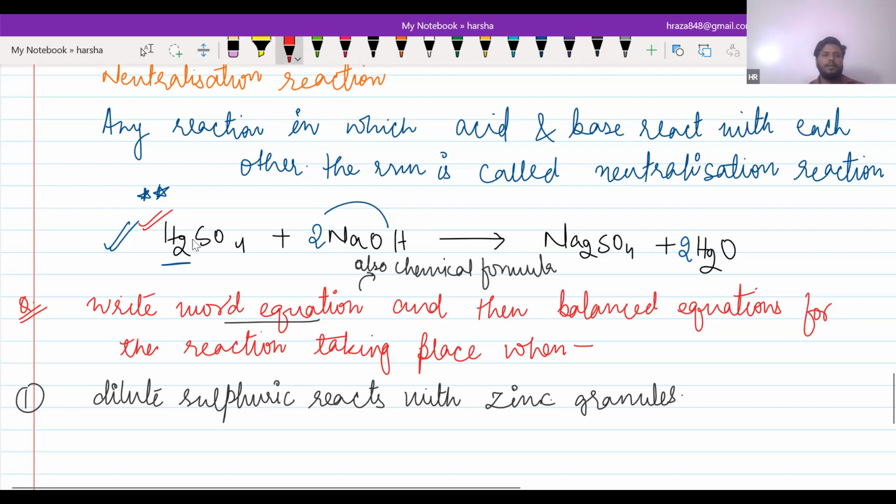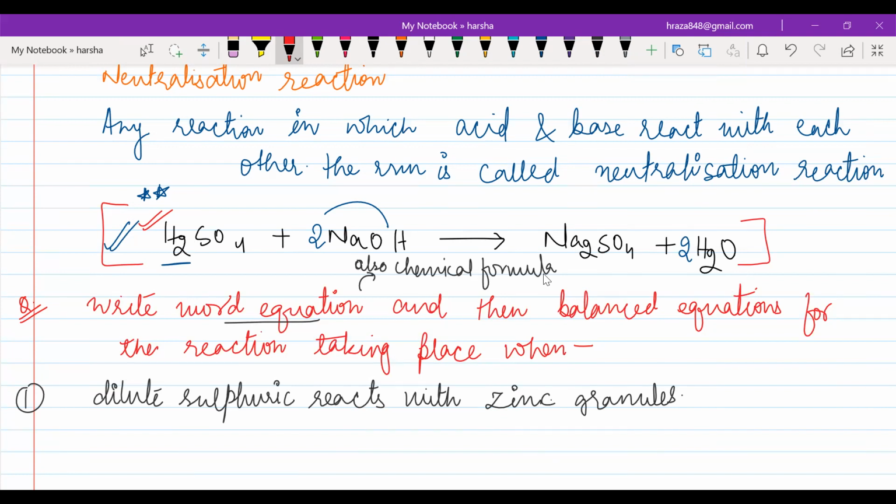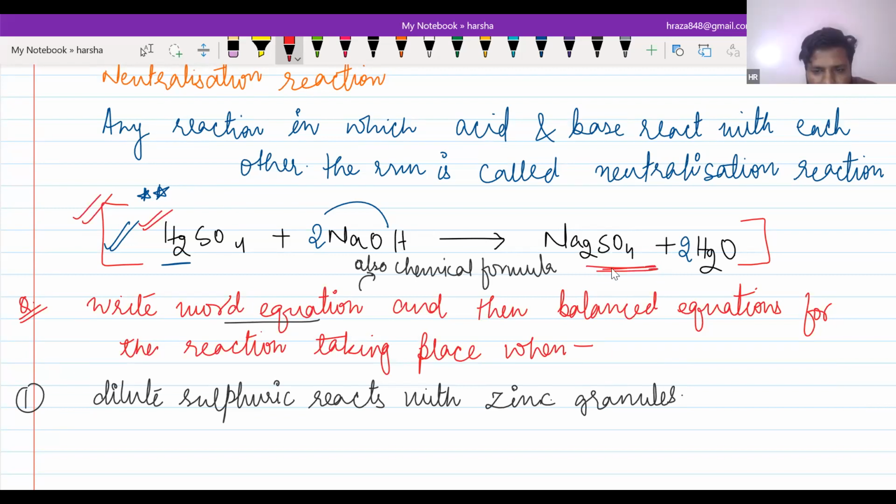Abdullah, what is the answer of this? The previous question. Please reply. Amna. Amna, you are not audible. Abdullah, what is the answer of this? Sir, it is Na2SO4 plus 2H2O. Yes, sir. Okay.